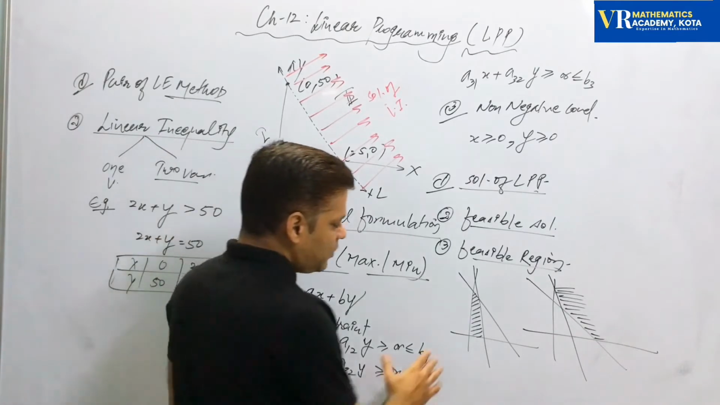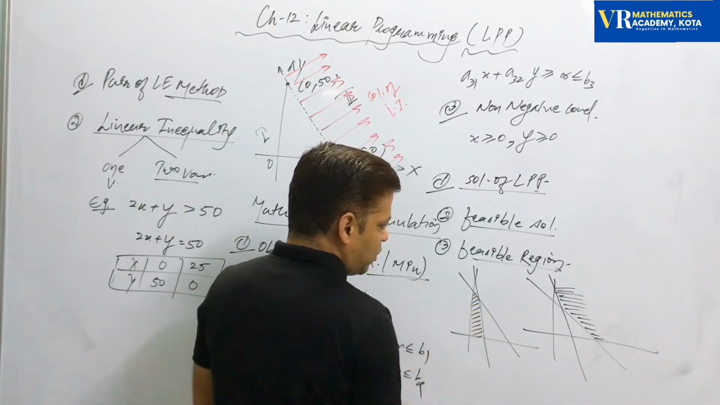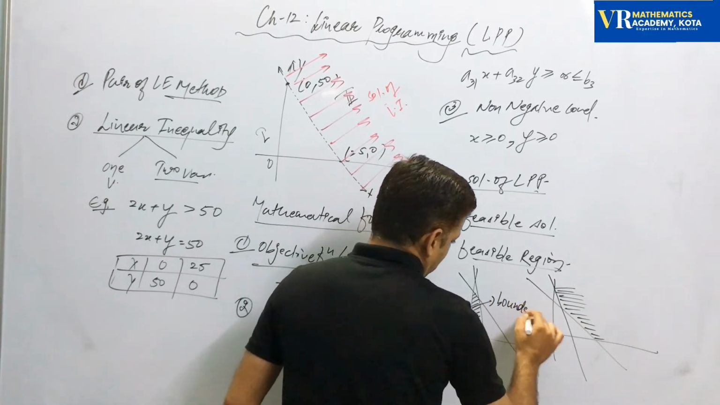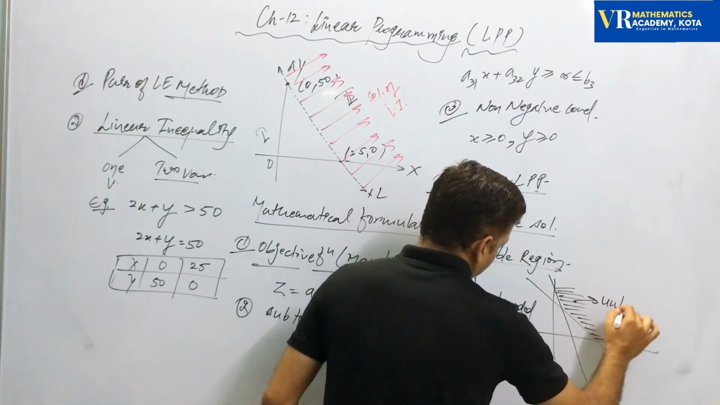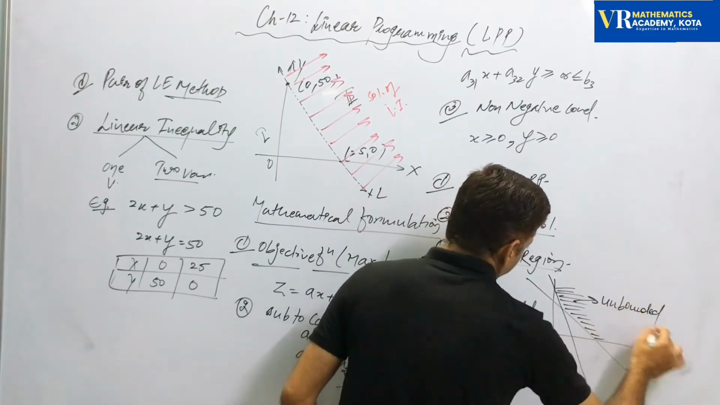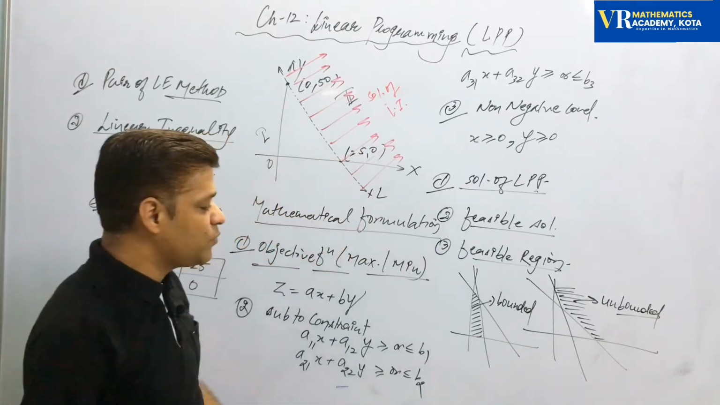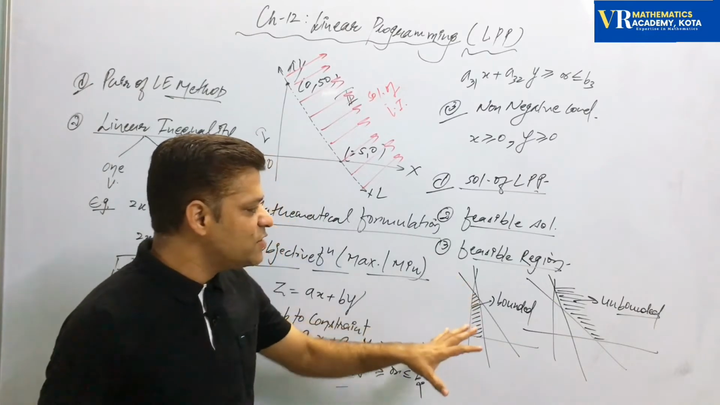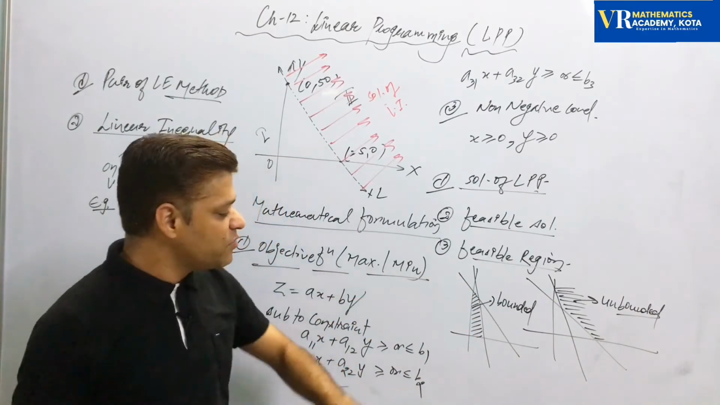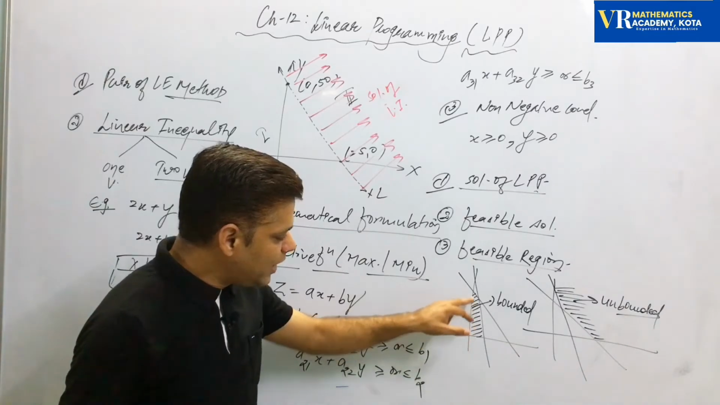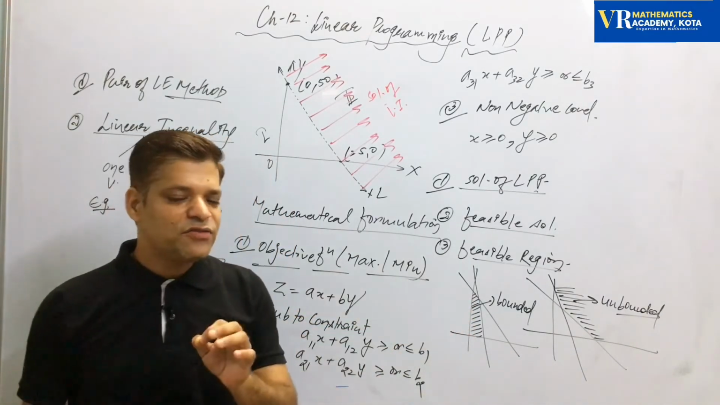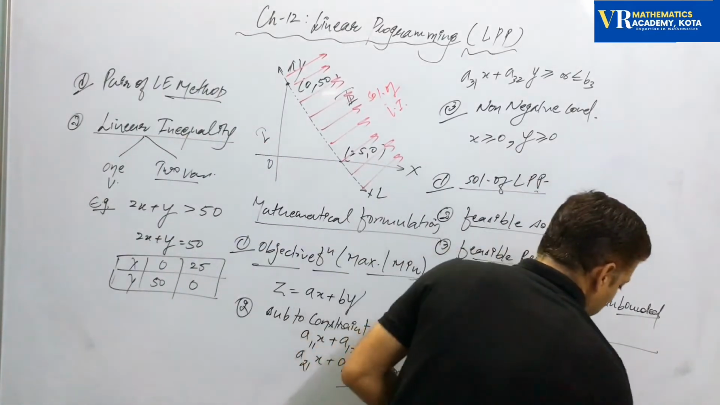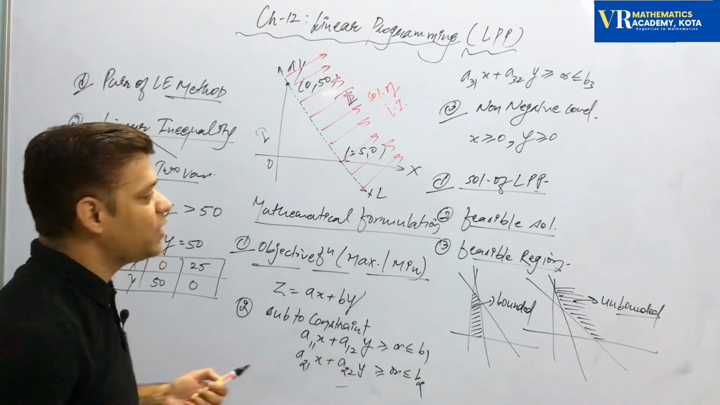So we can see that there are two types of region. This one is bounded, and this one is unbounded. So there are two types of region, bounded and unbounded, and this region is called the feasible region because all the solution points lie in that region. That's why this is called the feasible region. These are some very important concepts which we should know about LPP.